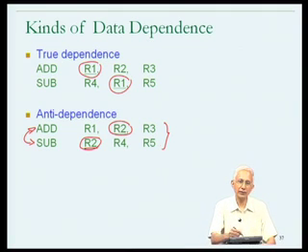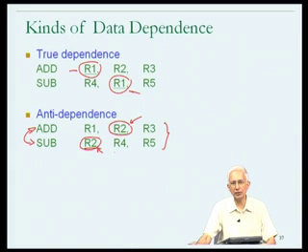Right. So, you can clearly see the difference between the two. In the true dependence, the first instruction in the pair generated a value which was read by the second instruction in the pair, whereas in the anti-dependence the opposite was true. The first instruction of the pair used a value, a register, which was updated by the second instruction in the pair.